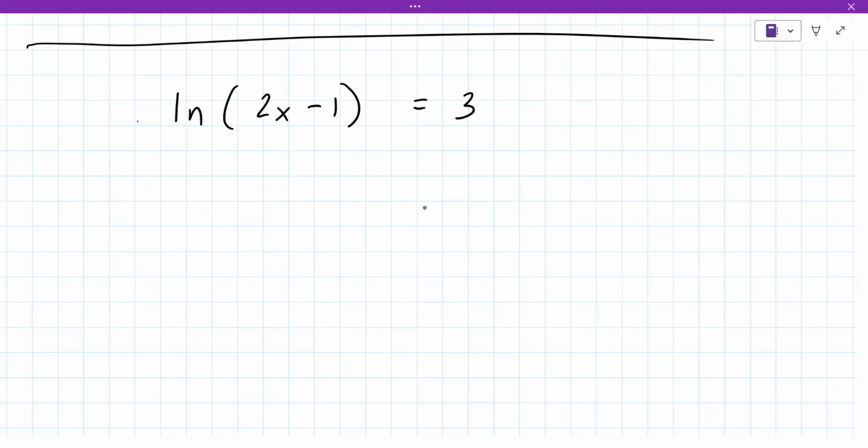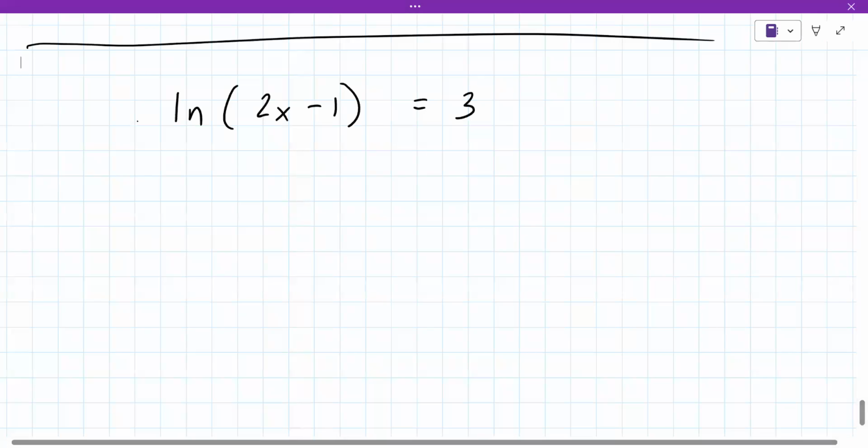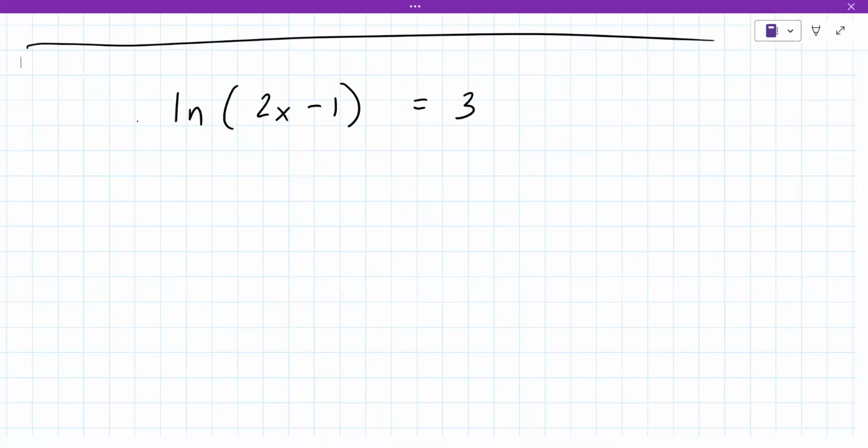I got 10.54. Say that again. 10.542. Okay, so it sounds pretty good. e to the power of 3 plus 1 divided by 2. Yes, very good, put as a fraction instead of using parentheses. Right. All right, good job. So that kind of takes care of that type of problem that you might see.